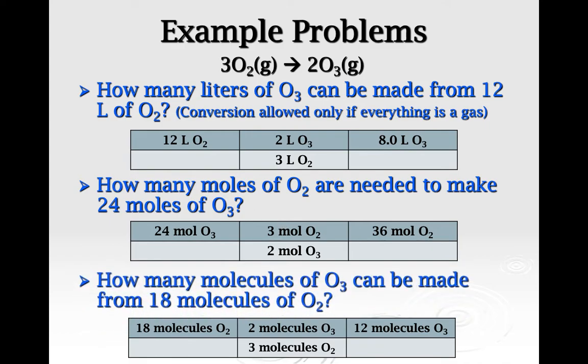And then finally, how many molecules? The last thing we can use a coefficient for. How many molecules of ozone can be made from 18 molecules of oxygen? So what I know, 18 molecules of oxygen. I want molecules of oxygen to cancel out, so there's a 3 there. I want ozone left over, 2 molecules of ozone, so 18 times 2 divided by 3 gives me a final answer of 12 molecules of ozone. That's very simple gas stoichiometry at the top problem, and the other two are just very simple stoichiometry problems from what we had earlier in this semester.